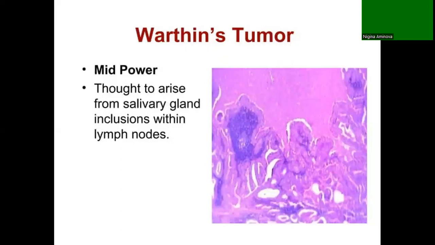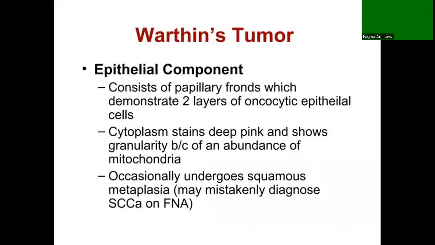Warthin's tumor is thought to arise from salivary gland inclusions within lymph nodes. The epithelial component consists of papillary fronds, which demonstrate 2 layers of oncocytic epithelial cells. The cytoplasm stains deep pink and shows granularity because of an abundance of mitochondria. Occasionally it undergoes squamous metaplasia and may be mistakenly diagnosed as carcinoma on FNA.